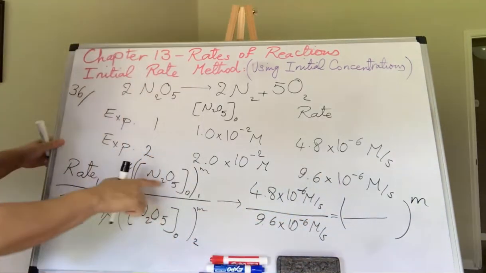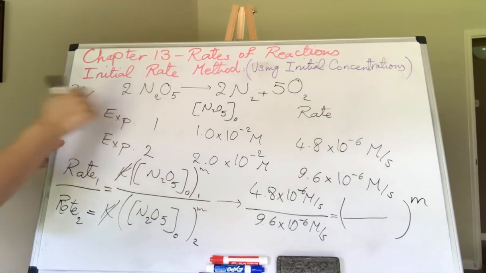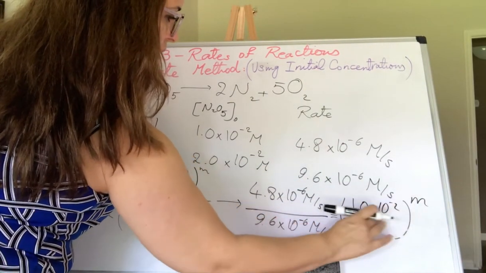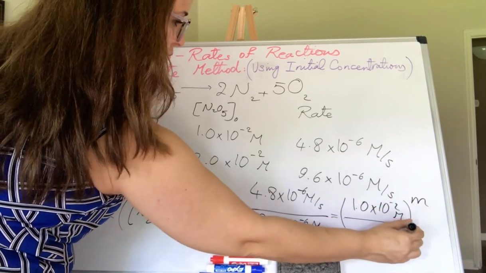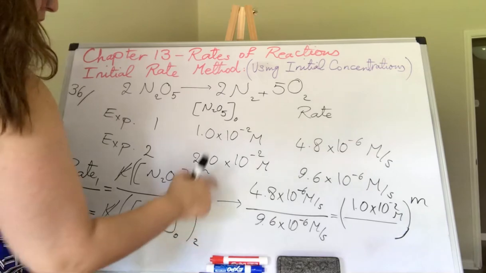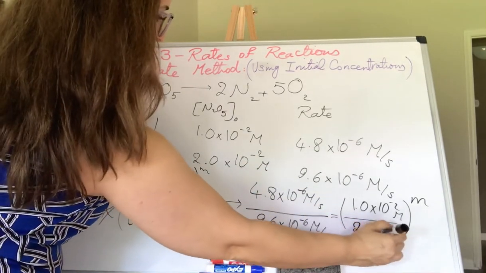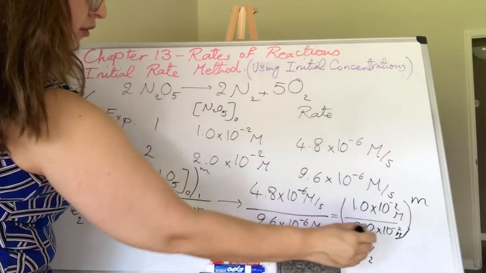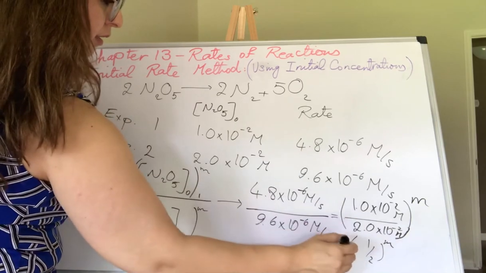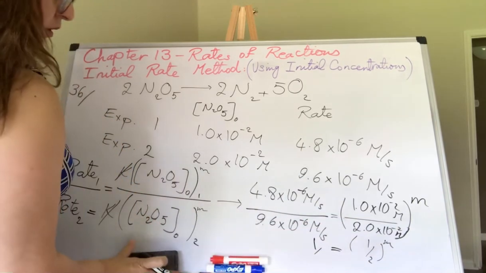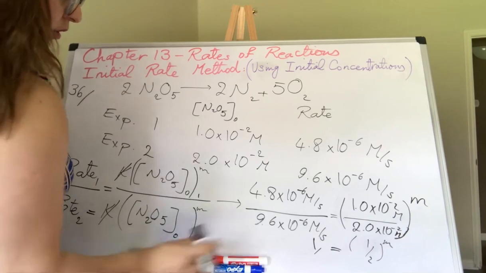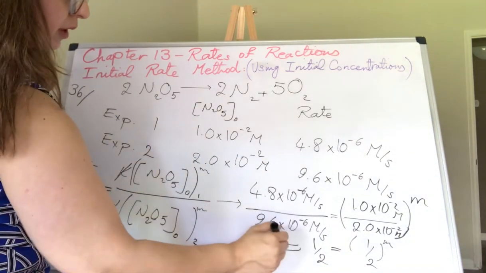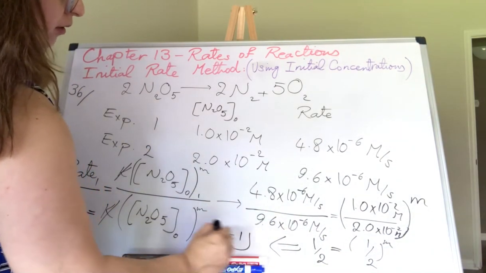What is the initial concentration of N2O5 for experiment 1? It's 1 times 10 to negative 2 molar. Because the exponents are the same, we can use it as one fraction. For experiment 2 it is 2 times 10 to negative 2 molar. So here is 1 over 2 to the power of M, and on the left side you have 1 over 2. So 1 over 2 to the power of M is 1 over 2, so M is 1.